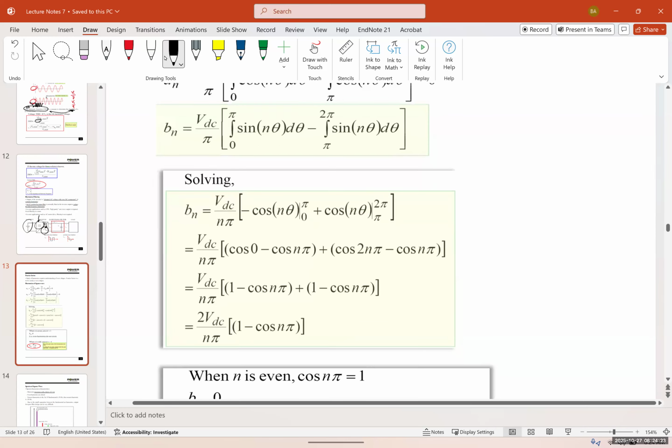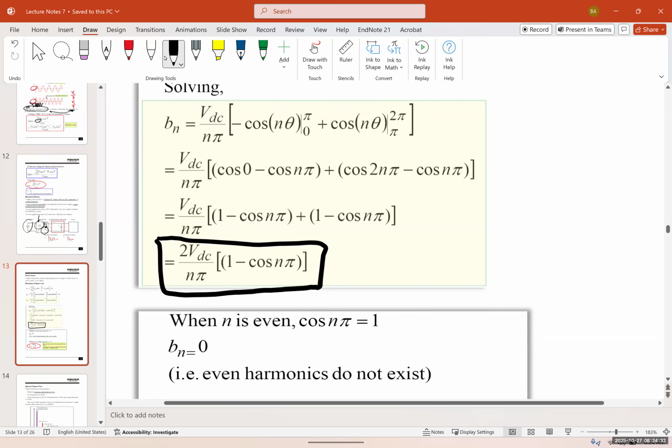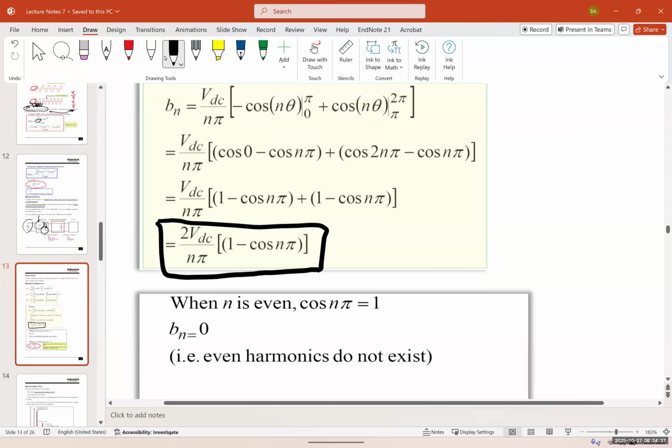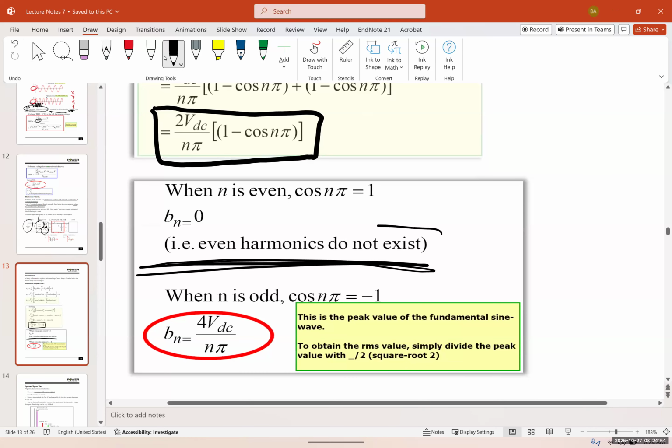And by solving that part, for Bn we finally get to this. It's going to be 2 VDC over n pi, times 1 minus cosine of n pi. So when n is even, cosine of n pi would be equal to 1, and Bn would be equal to 0. Therefore, even harmonics do not exist. This is very, very important.